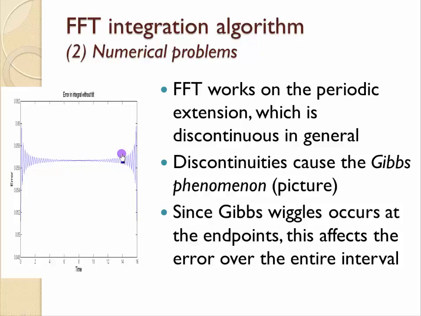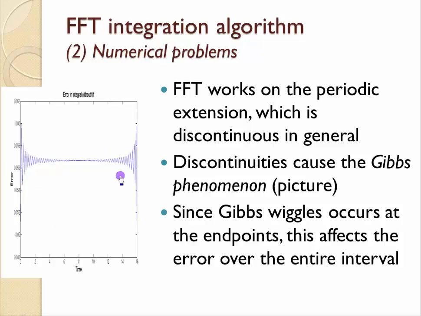You get these wiggles. So what we want to do is reduce these wiggles. And in our case, the wiggles are especially bad because they occur at the endpoints. And if you have error at the endpoints and you integrate, that error propagates throughout the entire interval. And if you iterate integration, that just compounds the problem. So we do want to get rid of this error at the endpoint.